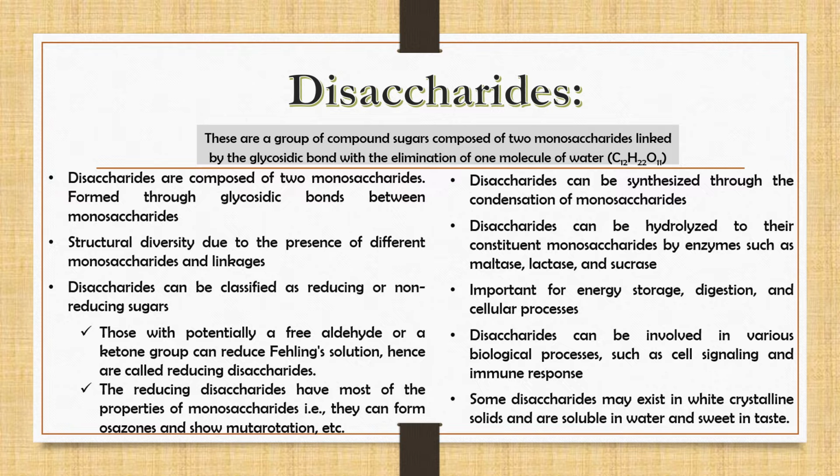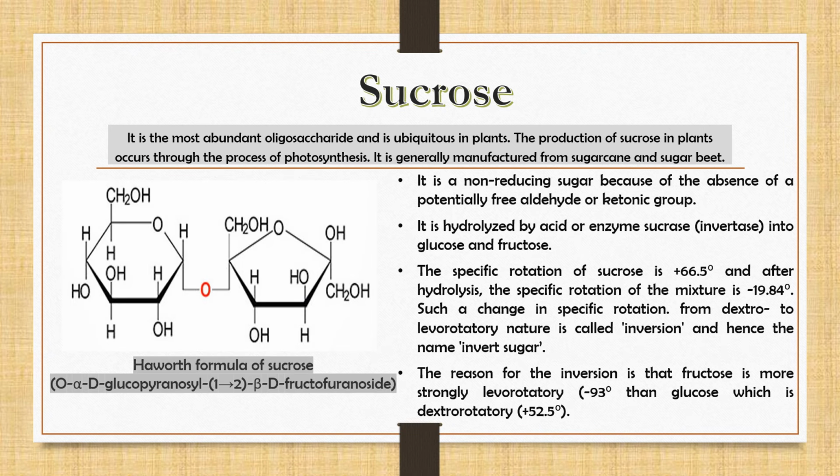Some disaccharides exist as white crystalline solids, are soluble in water, and are sweet in taste. One of which is sucrose. Sucrose is the most abundant oligosaccharide and is ubiquitous in plants. The production of sucrose in plants occurs through the process of photosynthesis. It is generally manufactured from sugarcane and sugar beets.